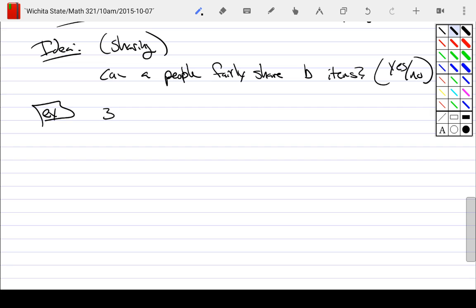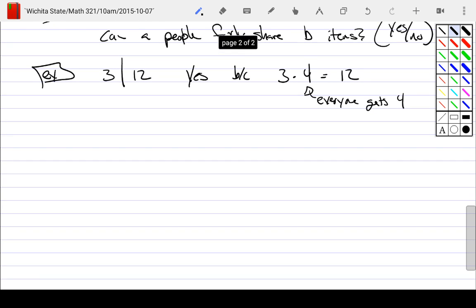Could 3 people divide 12 things? Yes, right? How did you know? Because each of the 3 would get 4. In your head, you turned it into a multiplication, right? You would say yes. And what you did, it was because 3 people get 4 things, which is the 12, right? Everyone gets 4. And so you would say yes. And so 3 does divide 12.